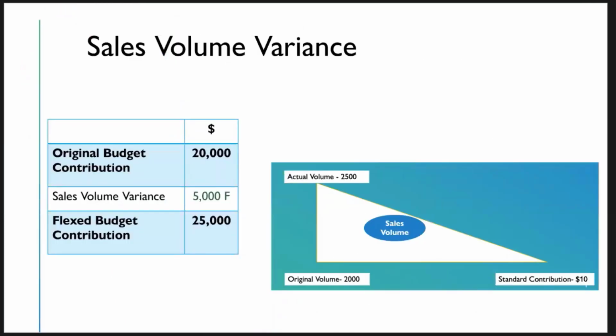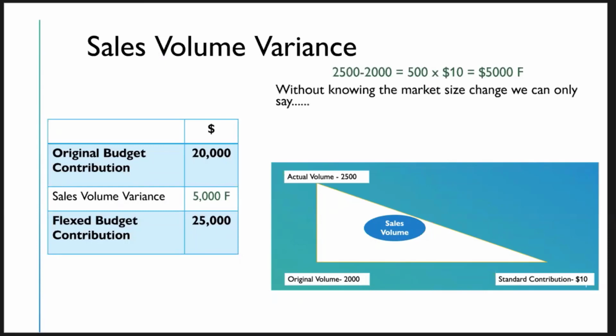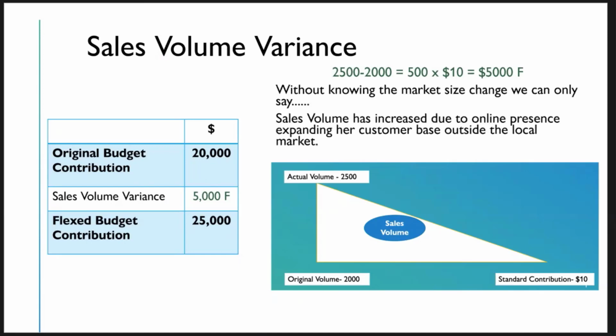Now let's remind ourselves of how we would have calculated that sales volume variance using my diagrams. Remember, it's the difference between the vertical, the actual volume, versus the original volume. It's the only time we use the original volume, times the standard contribution. That gave us 5,000 favourable. Without knowing the market size change, we can only say that sales volume has increased due to the online presence. She moved online, so she expanded her customer base outside the local market. That's the only information we've been given in the question before we were told about the market size.